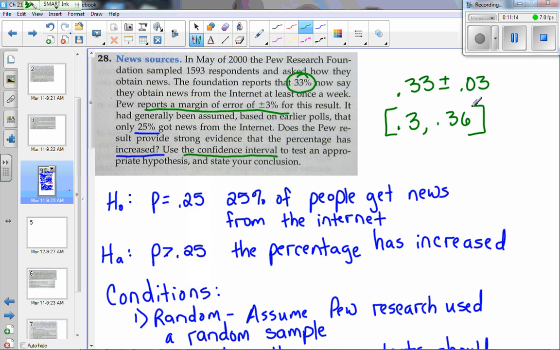We wouldn't necessarily have our confidence level at this point. We could figure it out if we did a little bit of math calculations with some values. But I could have used the confidence interval that they gave me, which was from 0.3 to 0.36, and we could have said this was entirely above 0.25, so that would give evidence. So that would have avoided that work, but that's okay because it was good practice anyway, to go through the process and making sure you check conditions.